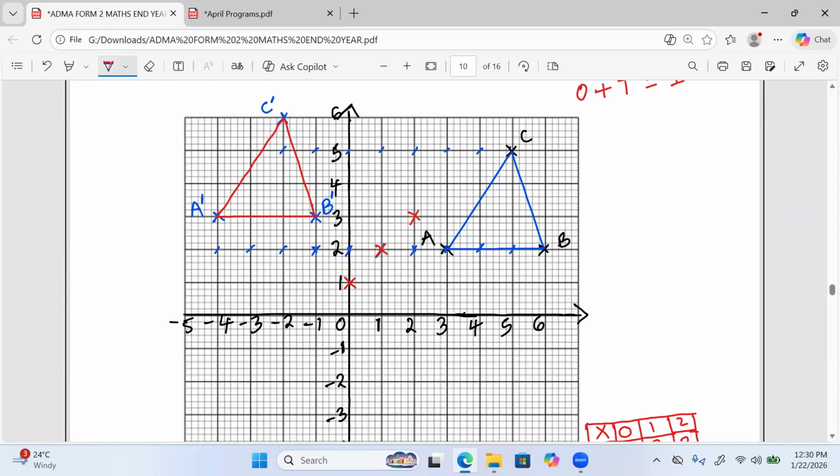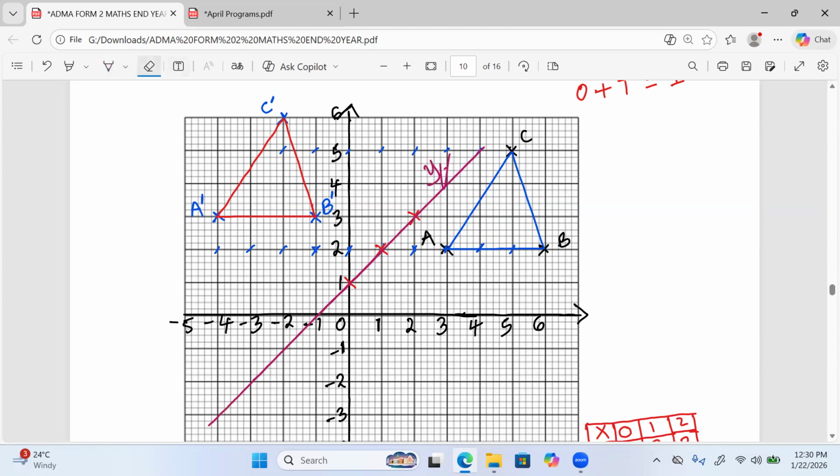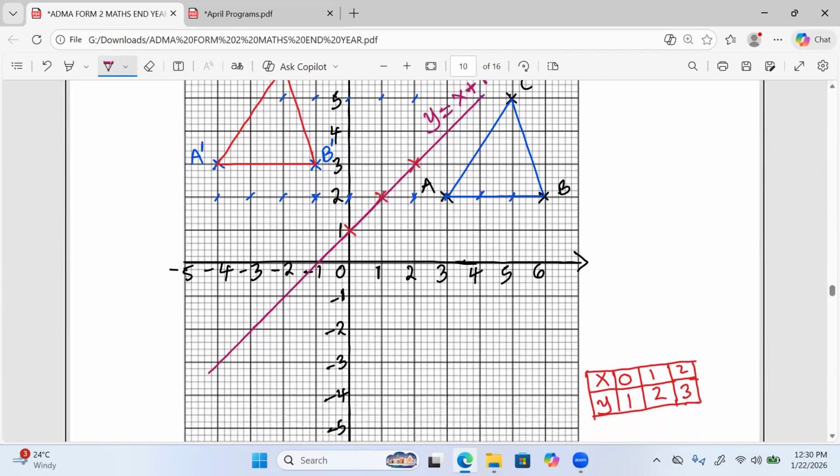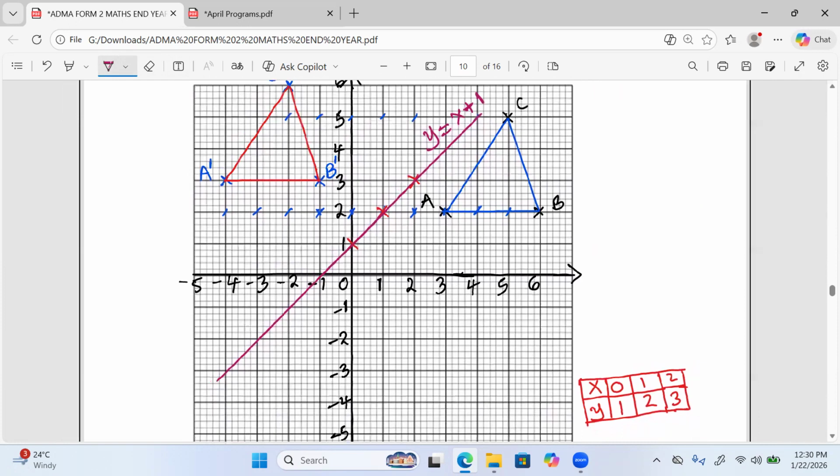Let me plot the mirror line now. Let me check. Yeah, this is the mirror line. We can also name it. This is line y equals x plus 1. That is the line. So with the line, we can now perform the reflection.